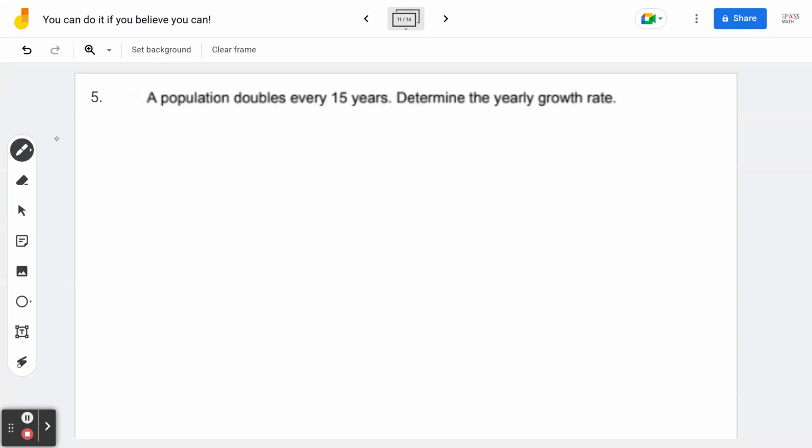Welcome back, everybody. So again, the first step is to recognize that A equals I times B to the power of T divided by P. So we're going to translate this one sentence at a time. If a population doubles, again, it's really 2, but if you write down 1 plus 1, that's fine. 1 means you're adding 100%, which gives you the doubling factor. And this happens every 15 years. So it's going to be 15.